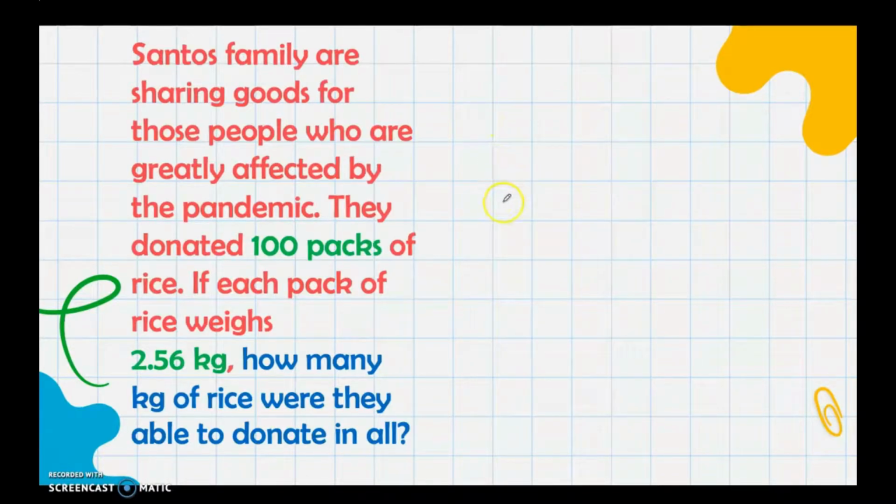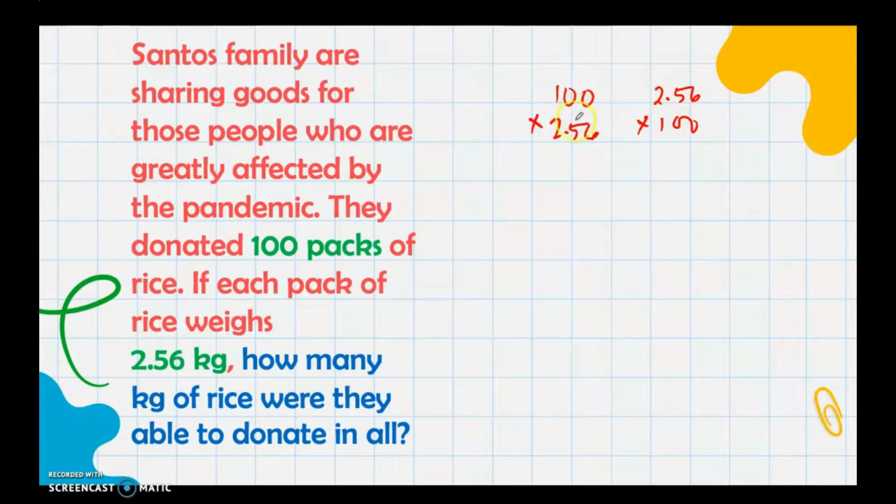So if we have 100 packs of rice, and each rice weighs 2.56, you can write it as 100 times 2.56, or you can interchange. So 2.56 times 100, the answer is still the same. It's the commutative property of multiplication.